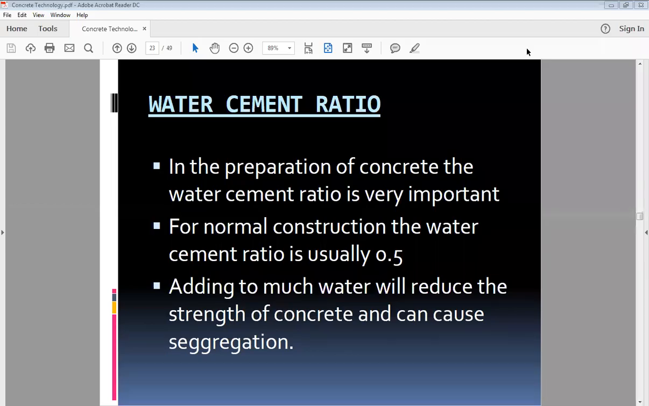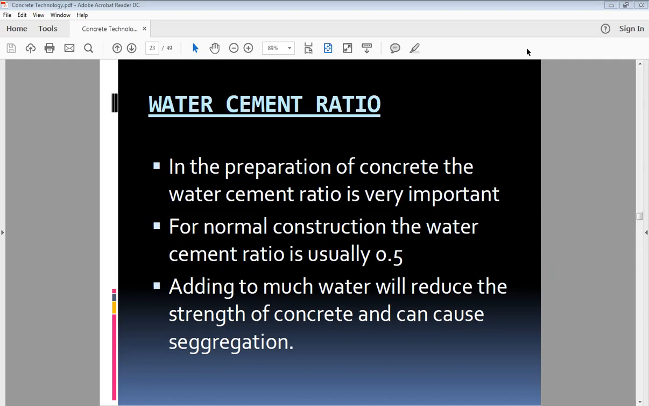Okay. As you know, we have already discussed the components of concrete. There are different constituents, mainly cement, fine aggregate, coarse aggregate, water, and admixture, which are used to make cement concrete. So the water cement ratio is an integral part, which plays an important role when we prepare a cement concrete mix. Water cement ratio means what quantity of water we will use to make a concrete mix.